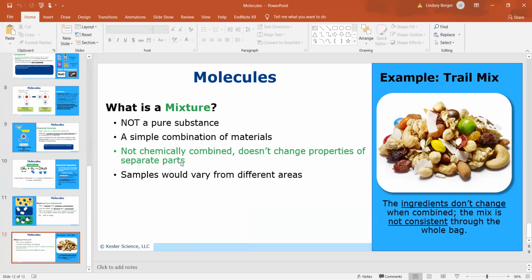Words are hard, guys. So not chemically combined. They're not all bonded together like in a pure substance molecule. And so it's not going to change the separate properties of the separate parts. So the M&M is not going to suddenly become a raisin or a peanut or whatever else is in this trail mix. Another mixture example I like to point out is chocolate milk.